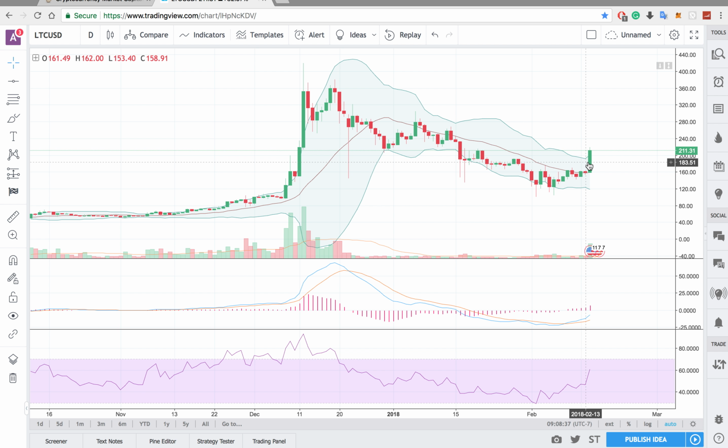But as you can see, as an investment, it's a little too late now, in my opinion, because a perfect time to buy would have been right here, when you see it dip down like that.